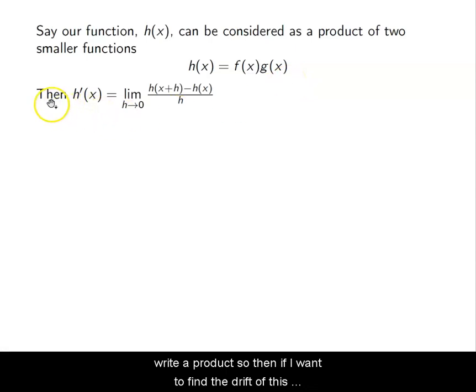If I want to find the derivative of this function, I know that it has a limit definition, which is the limit as h goes to 0 of the difference quotient. I know it's kind of confusing because we're calling our function h and we see h everywhere, but the h here and the h here are not the same. This is a function name, and this h is a variable h.